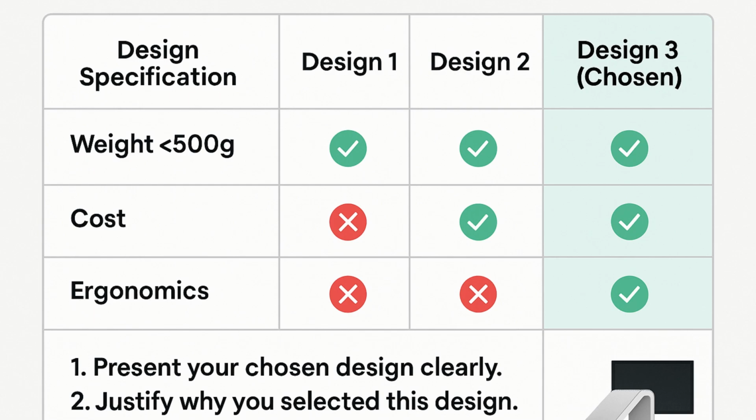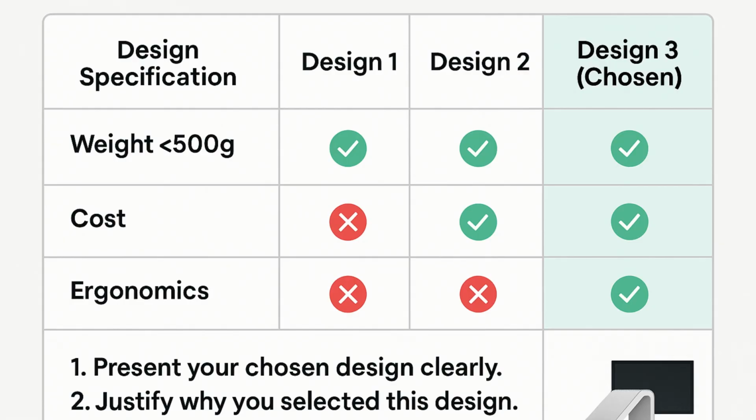Second strategy, compare with other designs. Do not forget about those other ideas you generated. Use them to strengthen your justification. Explain why your chosen design is better than the alternatives. Here is an example. While design 1 was more aesthetically pleasing, design 2 is more practical for my target audience. Design 1's curved edges would be difficult to manufacture with tools available in a workshop, whereas design 2's straight edges can be easily cut and assembled.